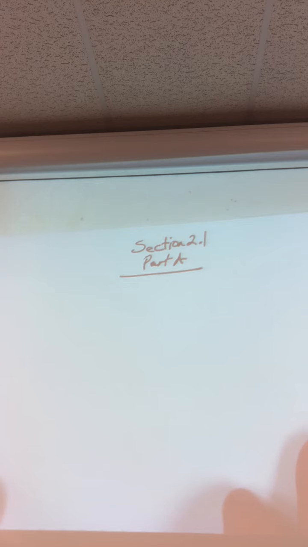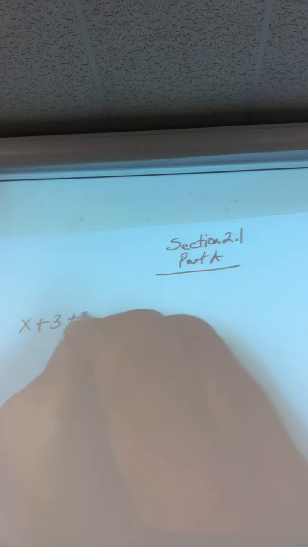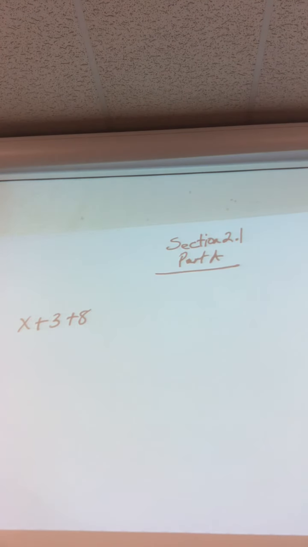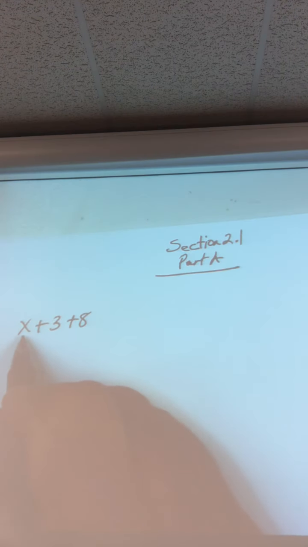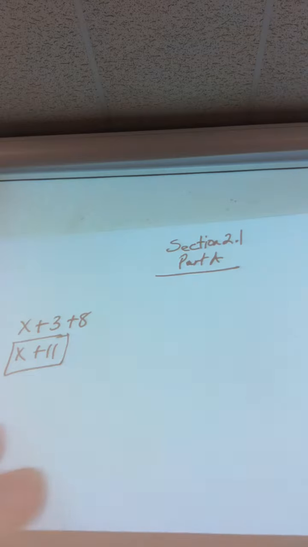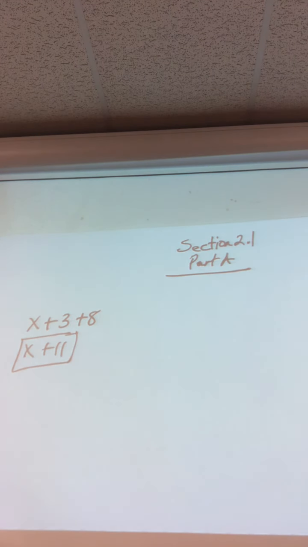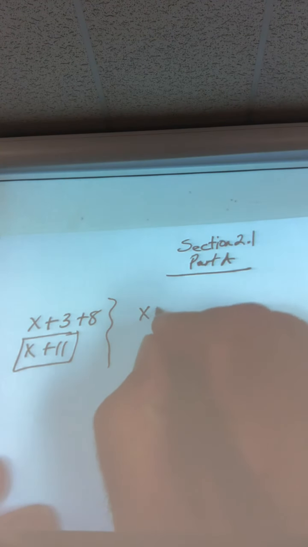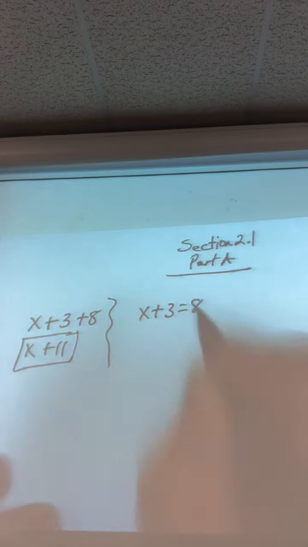If I have x plus 3 plus 8. This right here is an algebra expression. This is very similar to what we did in the very last section. And so what I can do is I can simplify this by saying 3 plus 8 is 11, so x plus 11, but that's as far as I can go with that, because I can't add that variable term together with that number term. But let's suppose I have x plus 3 equals 8.